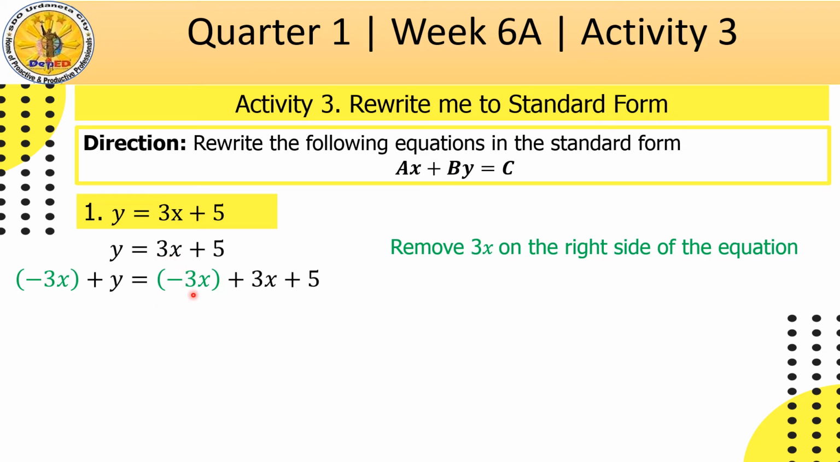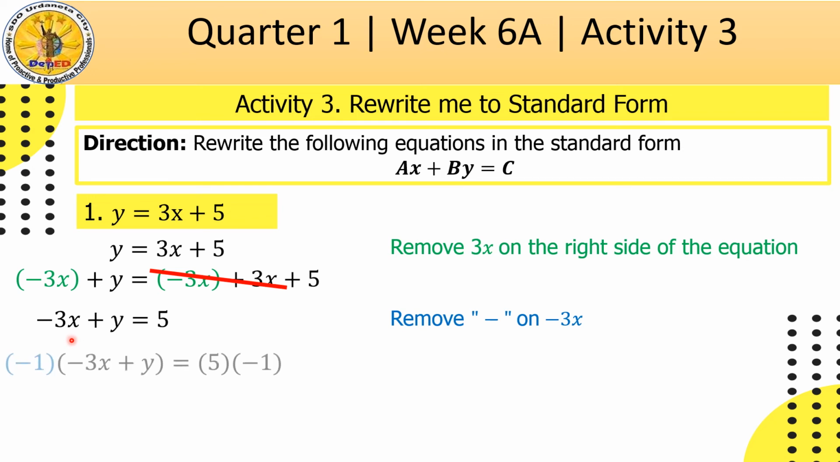So again, we will just make it negative 3x. And then, we're going to simplify this further. This will cancel because this is equal to 0. So what is left is negative 3x plus y. We cannot add these terms because they are not like terms. And we will just copy 5. But if we take a look at the standard form, a, or the constant beside x, must be positive. So we need to make negative 3x to positive 3x.